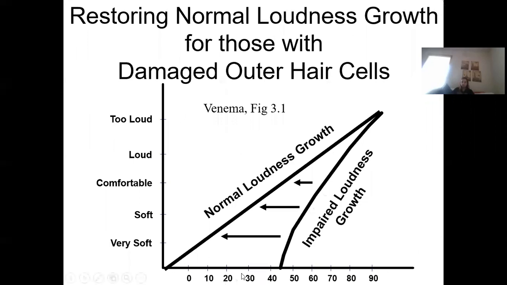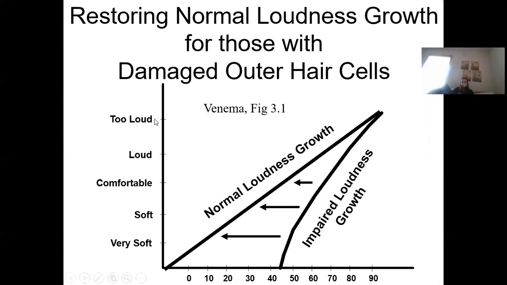Look at these numbers on the bottom. These numbers represent decibels, 0 being really soft, 90 being really loud, okay? And this axis talks about your perception of that. So look at normal, the diagonal line where my cursor is moving. Normal hearing people, 10 decibels sounds really soft. Normal hearing people, 50 sounds comfortable. Normal hearing people, 90 plus sounds really loud.